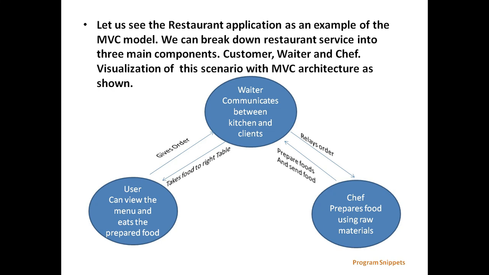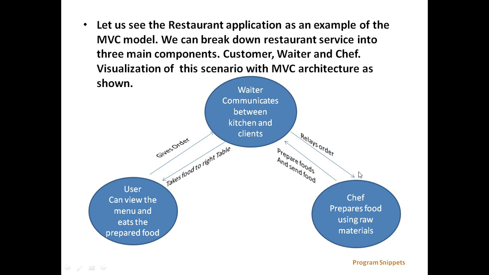To understand the MVC architecture, let us see restaurant application as an example for MVC model. We can break down the restaurant service into three main components: customer, waiter and chef. Visualization of this scenario with MVC architecture is as shown, that is, user can view the menu and eats the prepared food. User gives the order to the waiter.